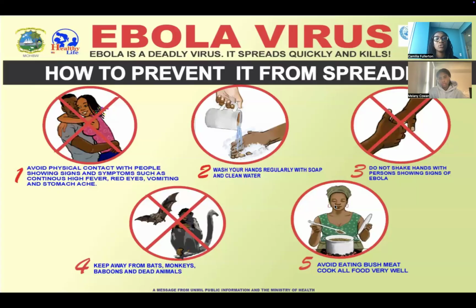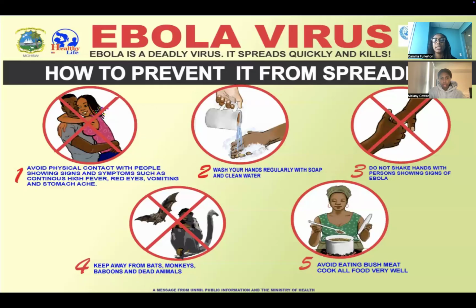So here is a visual description of what I mentioned before and how to prevent the spreading of the Ebola virus. Like I said, you want to avoid physical contact with people showing signs and symptoms of having a contagious fever, red eyes, vomiting, stomach ache, maybe bleeding, and you don't know, and they don't know why. Wash your hands regularly with soap and clean water to make sure that you're not spreading the virus unknowingly, or touching it to your face, nose, or eyes in any kind of way. Do not shake hands with persons showing signs of Ebola.